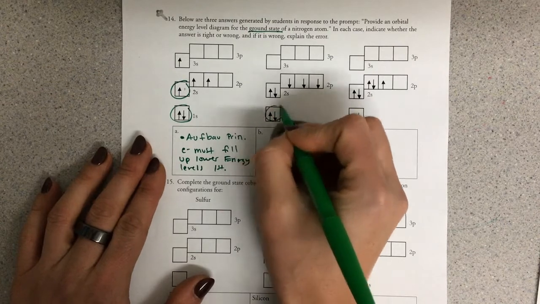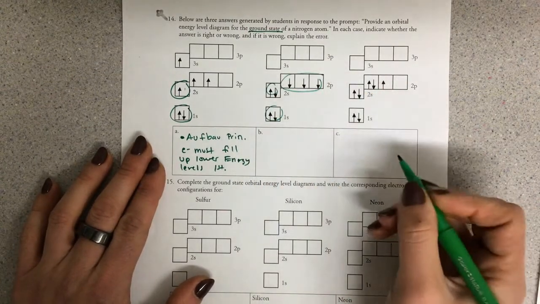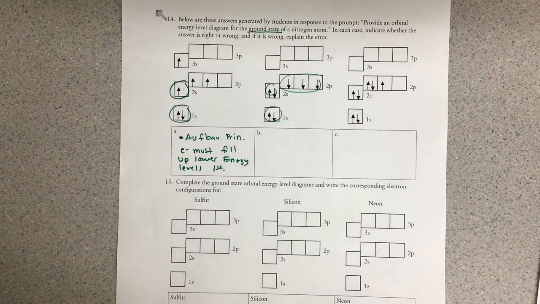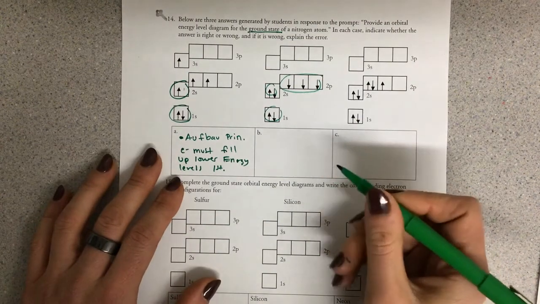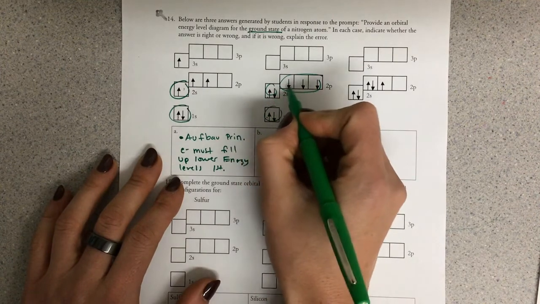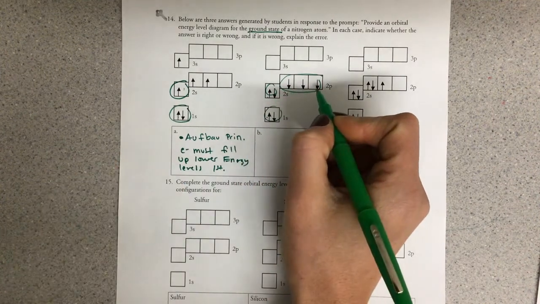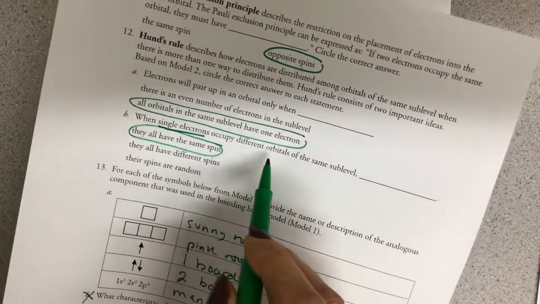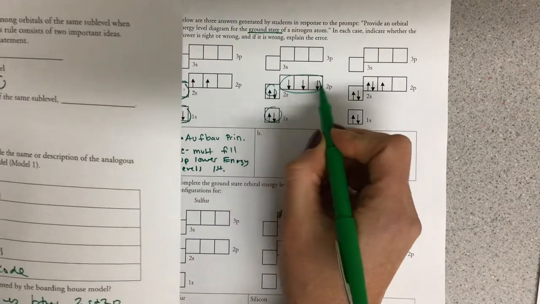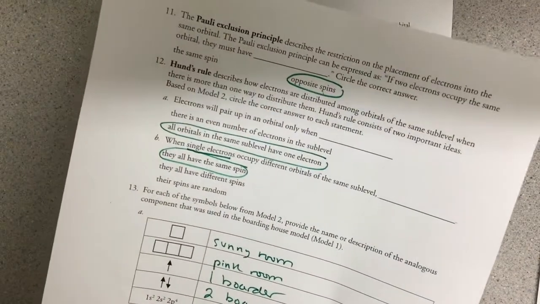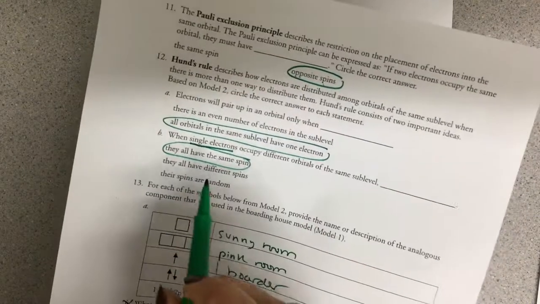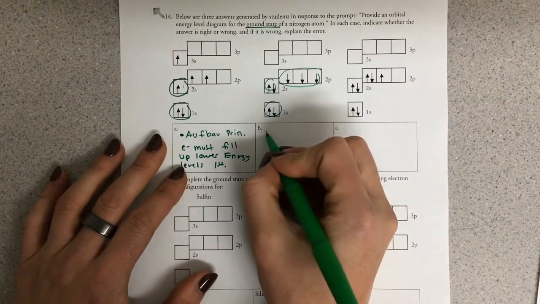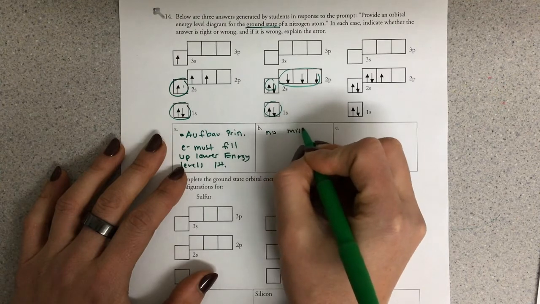Okay, let's look at this one. This is filled up, and then this. Nice. So my Aufbau principle is good to go. My Pauli exclusion principle talks about how they're supposed to have opposite spins. Yes, yes, yes. All right, 1, 2, 3. And my Hund's rule says that when a single electron occupies different orbitals like this, they all have to have the same spin. Okay, so this looks good to me. No mistakes.